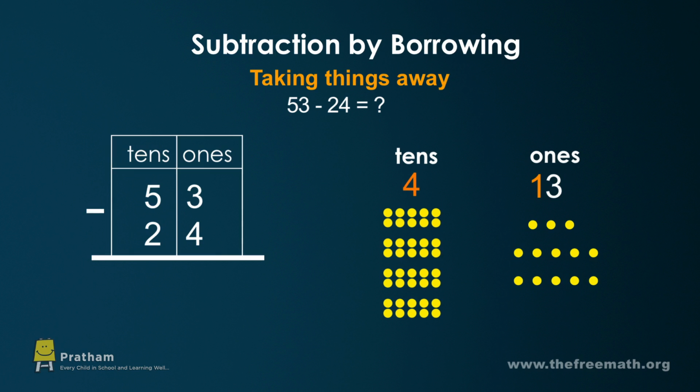So if you look at the ones column, instead of 3, now you have 13 dots. And in the tens column, now you have only 4 groups. Previously we had 5 groups of tens. Now we have only 4. Now 13 is a bigger number than 4. So you can subtract 4 from 13. When you subtract 4 from 13, you get 9.